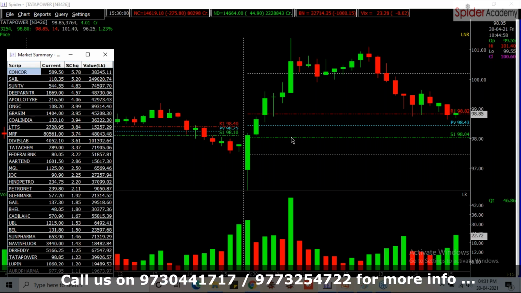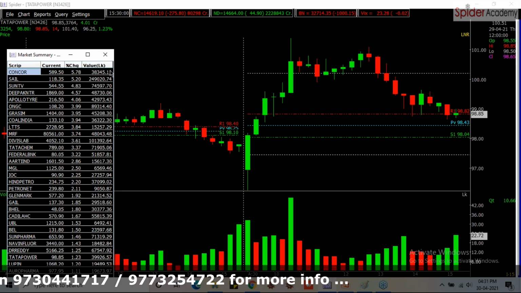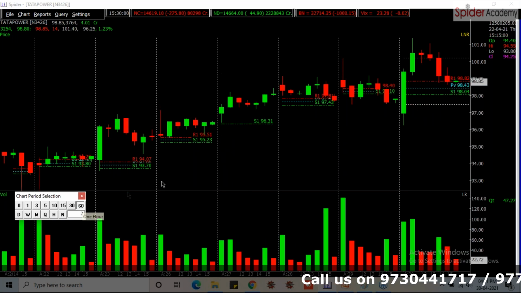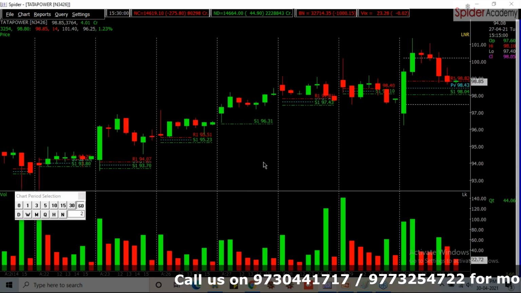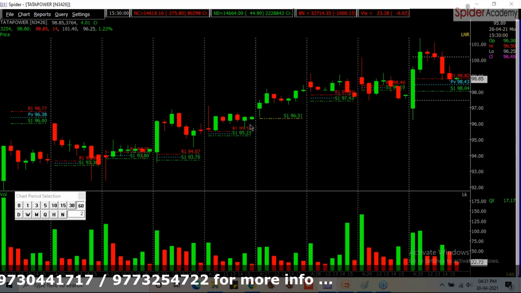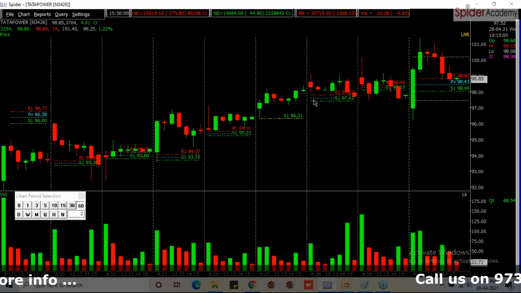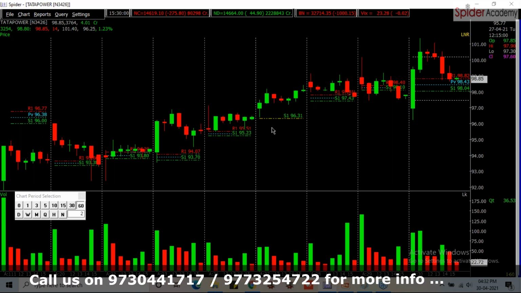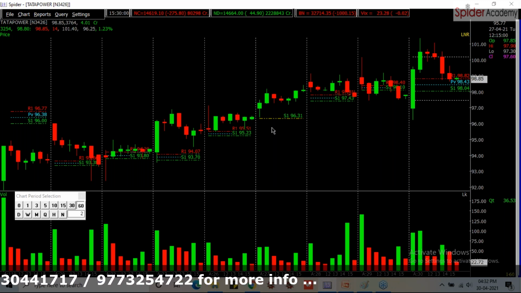Now here I would like to share one more CPR use, whenever we go for the 60 minutes time frame. If you can see in Tata Power, the CPR is continuously rising. So what is this telling us? If the CPR is continuously rising, we can see it in a ladder way. If the CPR is rising, it means this particular stock is very strong.